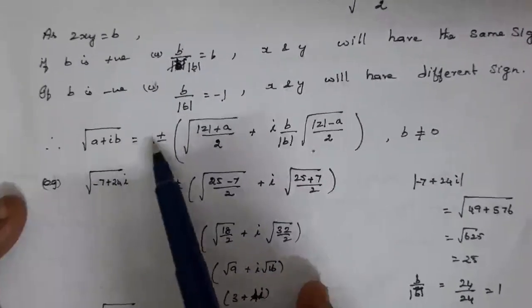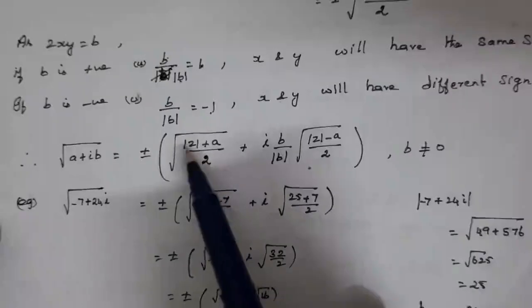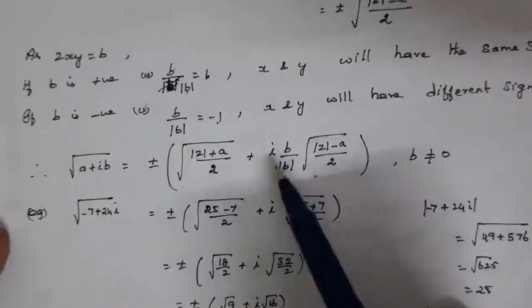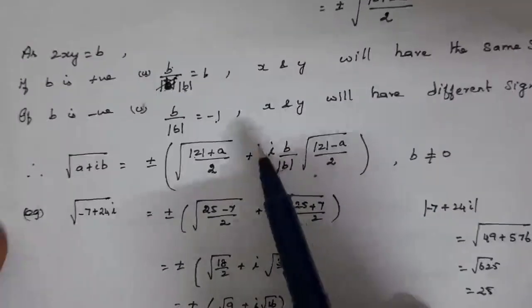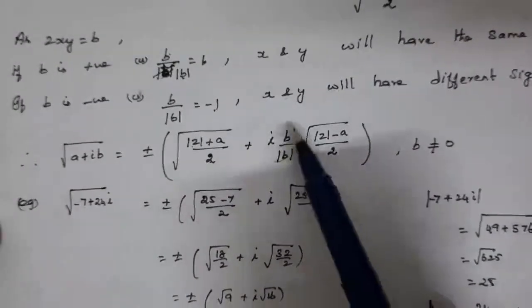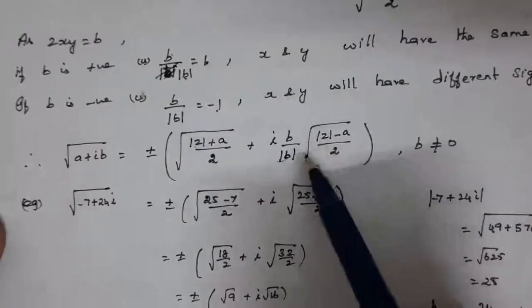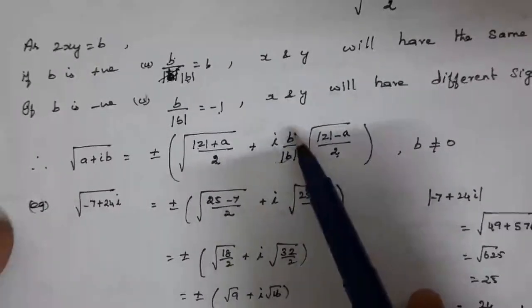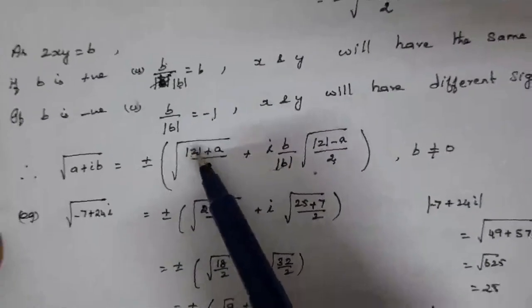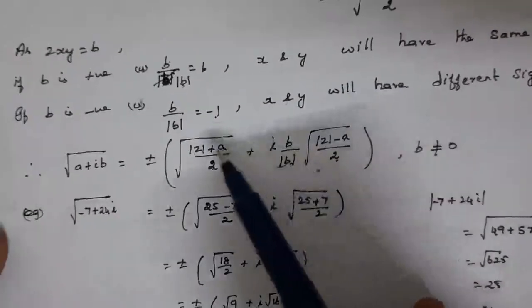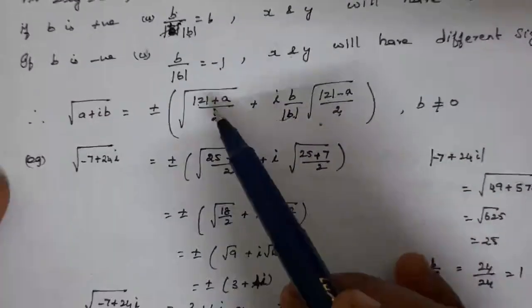So square root of a plus ib is equal to plus or minus, instead of x we can rewrite it, root of modulus of z plus a by 2, plus i into b by modulus b, which is given here to determine the sign, and the value of y as root of modulus of z minus a divided by 2, where b is not equal to 0. So according to this value of b by modulus of b: if it is plus 1, x and y take both positive or both negative values. If b by modulus of b is minus 1, x positive means y will be negative. If y is positive, x should be negative.